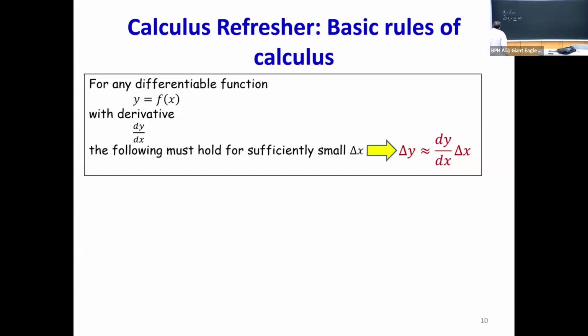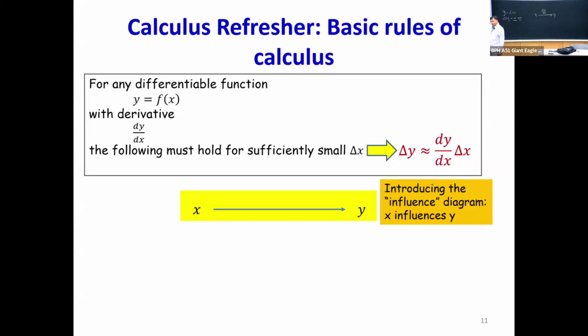So this, now I can represent using a picture. I can say x influences y. I'm going to call this an influence diagram. And how does it influence it? On this edge, I'm going to write the derivative. So what does this picture really mean? All of you are familiar with graph notation, so these are easy to understand. For any small delta x, the corresponding delta y is going to be this guy multiplying the weight of the edge. Is this picture clear to you guys?